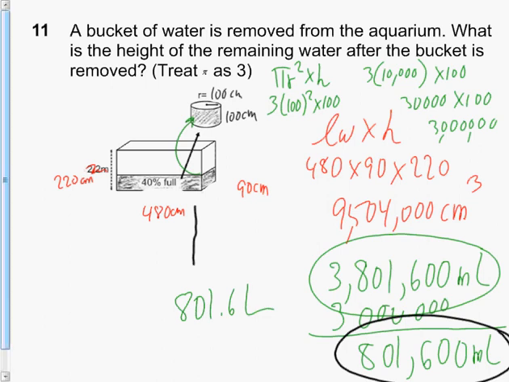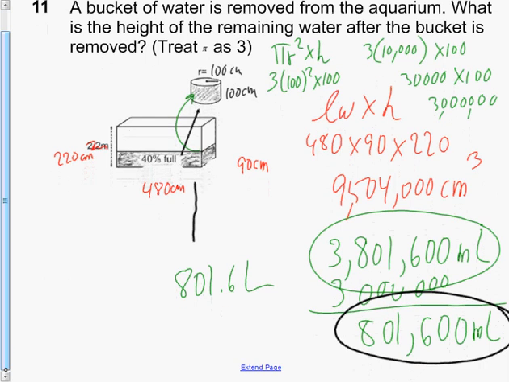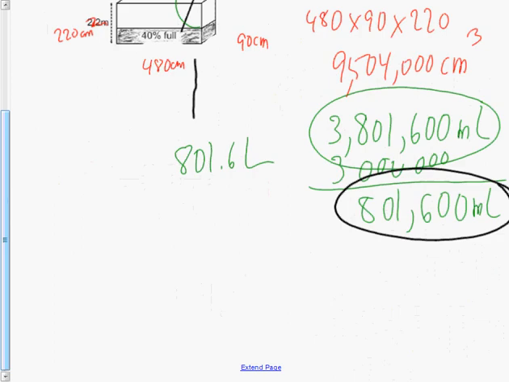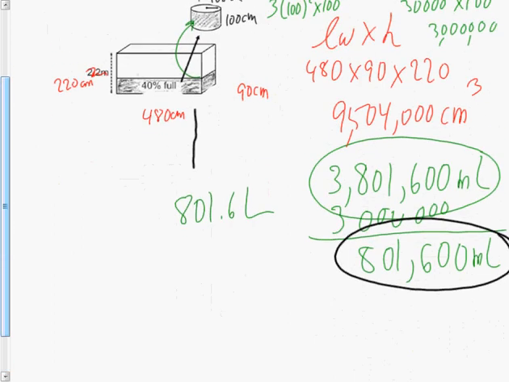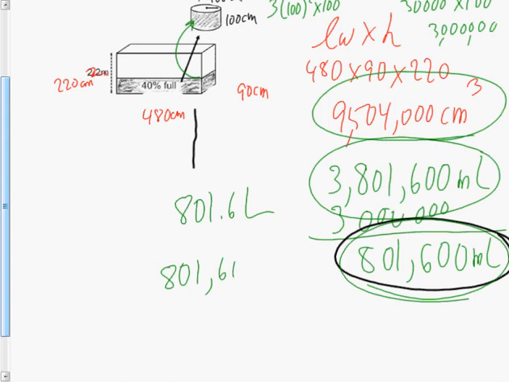When I go on to the next part, which was not written on this one, it said what is the height of the water in the tank, okay? What is the height of the water in the tank? So if this is how much water is left in the tank after that bucket is removed, and that's how much water the whole tank could hold, then 801,600 out of a full capacity of 9,504,000 will tell me what percent of the aquarium is full, okay?